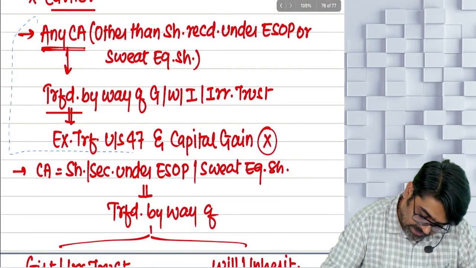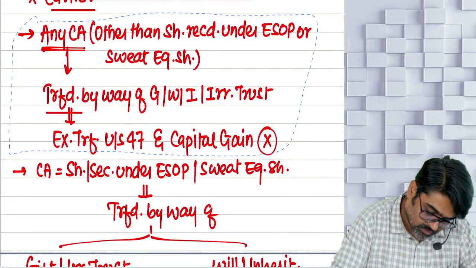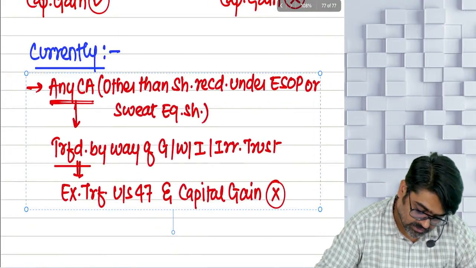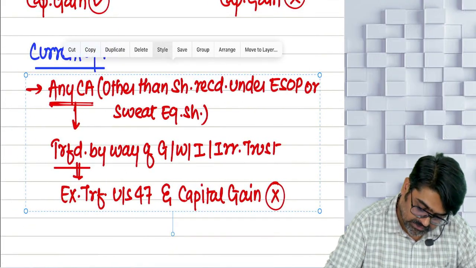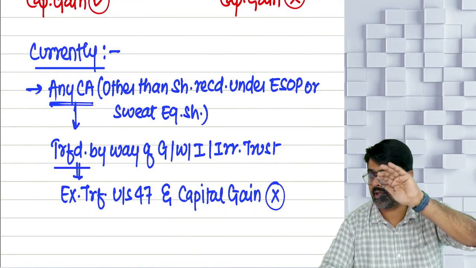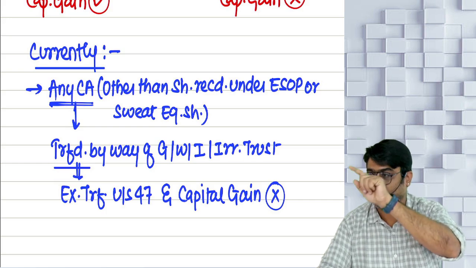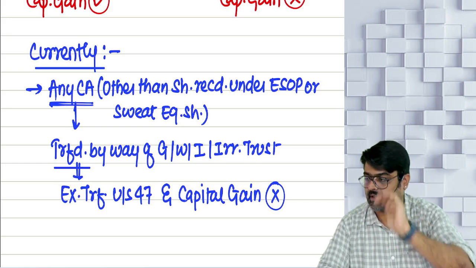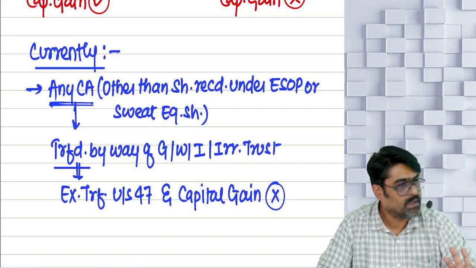This is same. So I will copy and paste. This is same. I will just change the color. Current situation is same. Any capital asset other than shares received under ESOP or sweat equity shares transferred by way of gift, will, inheritance, irrevocable trust, exempt transfer, capital gain will not be taxable.